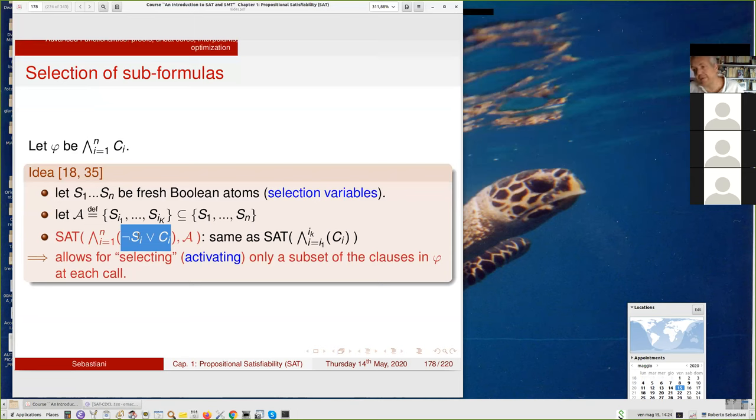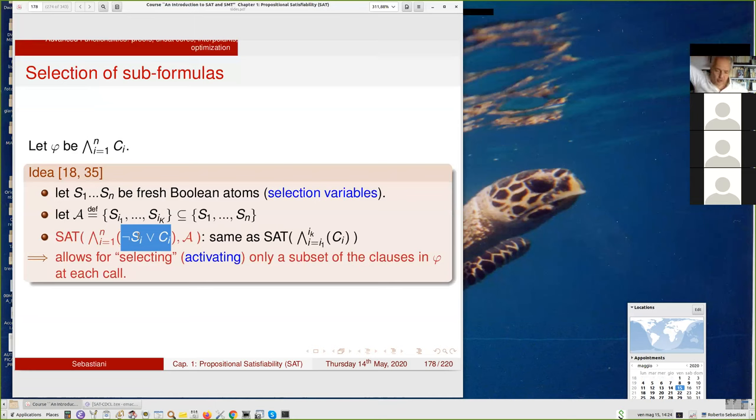Okay, so the key point is that when you do this, adding the proper set of selection variables to the list, you activate parts of the formula. So you don't need to rewrite every time the pieces of the same formula, okay?